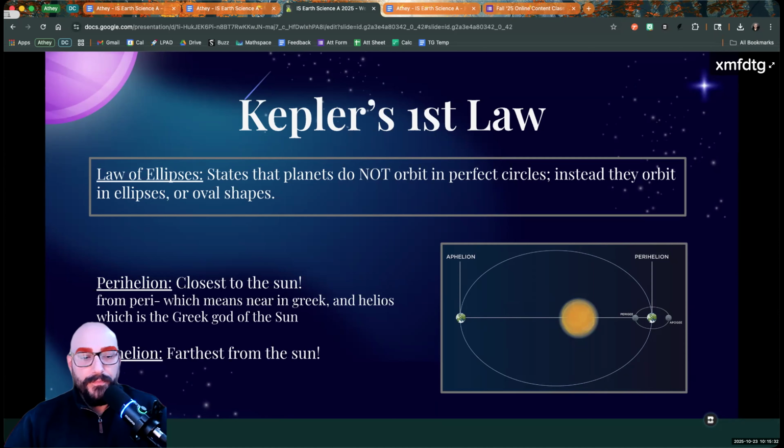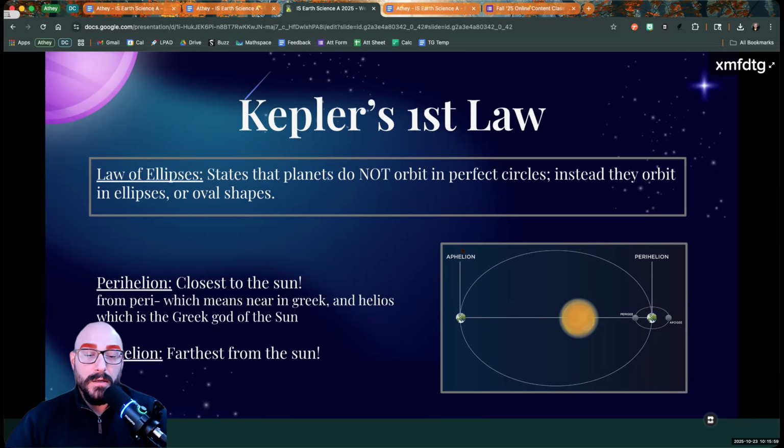Okay. So aphelion is when the object is farthest, right? So in terms of planets, it's when it's farthest from the sun. Perihelion is when you're closest. Peri means close in Greek, and Helios is the name for the Greek god of the sun. Okay.